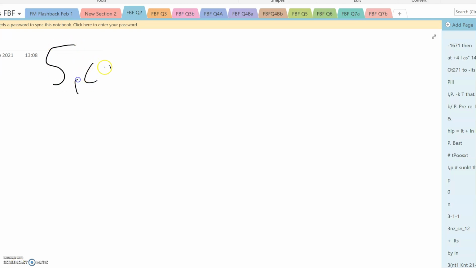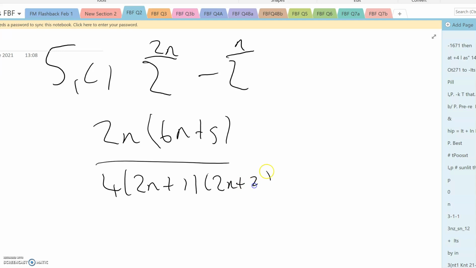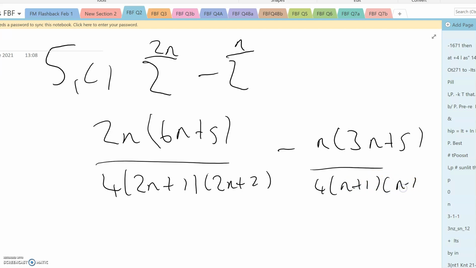Question 5c. Basically the problem is going to be the sum up to 2n, take away the sum up to n. So we start by replacing our answer to b with 2n. And we get 2n brackets 6n plus 5 divided by 4, 2n plus 1, 2n plus 2. And then our sum to n gives us 4, n plus 1, n plus 2.